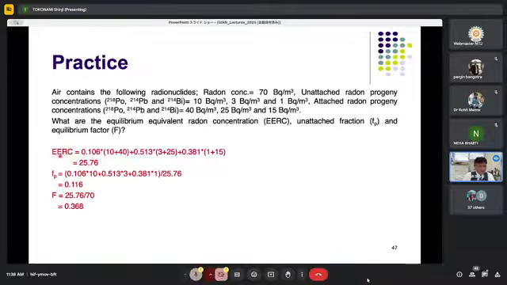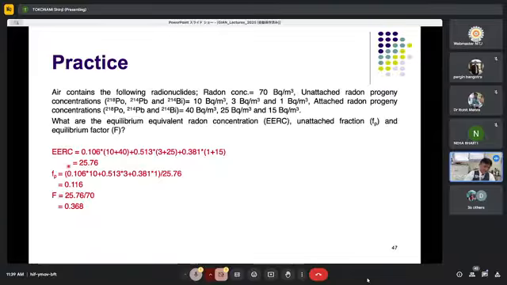Then we will calculate the equivalent equilibrium radon concentration, unattached fraction, and equilibrium factor. You can see EERC equals 0.116 times this unattached polonium-218 activity concentration plus 40. This is the attached polonium-218 activity concentration. Here, one is unattached and attached. Here is lead-214, and bismuth-214 is here, one unattached and one attached. Then we obtained 25.76 becquerel per cubic meter.